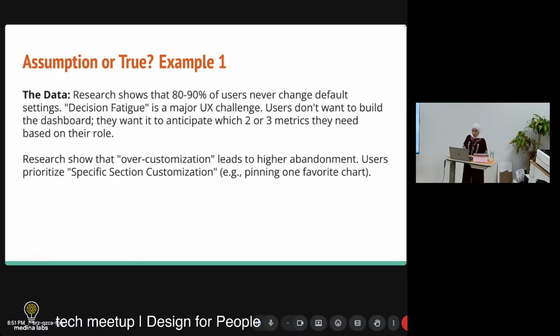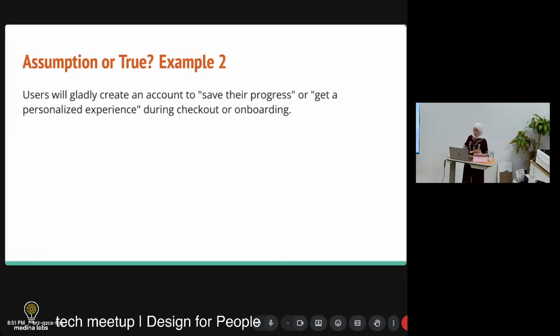Okay, let's look at the next one. Users will gladly create an account to save their progress or get a personalized experience during checkout or onboarding. No one gladly creates accounts, I think that's an assumption. For a personal experience, I want to check out as a guest. I'm not interested in setting up an account.